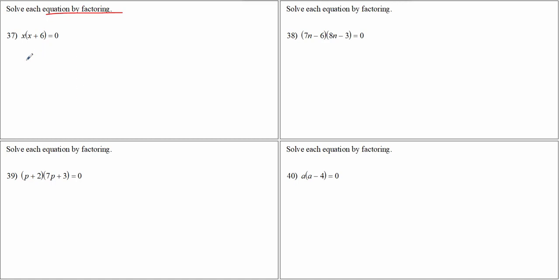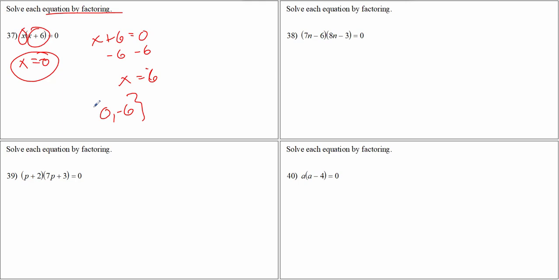Remember, if I have parentheses that are set up, I want to take each individual thing and set it equal to 0. X plus 6 equals 0. This I already solved for, and then I minus 6 and minus 6. That's pretty simple. So my answers are 0, negative 6. Usually we use curly brackets, but it's okay if we don't.